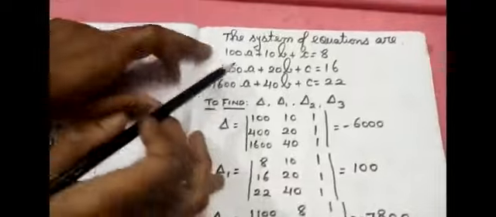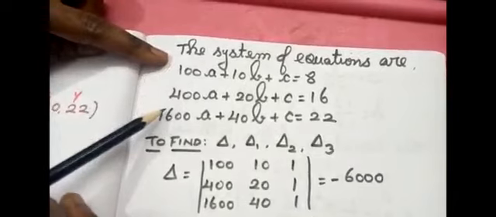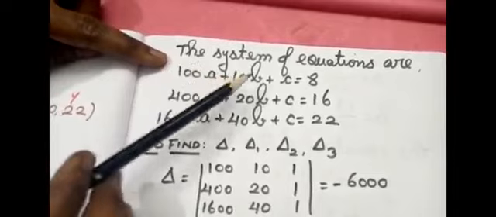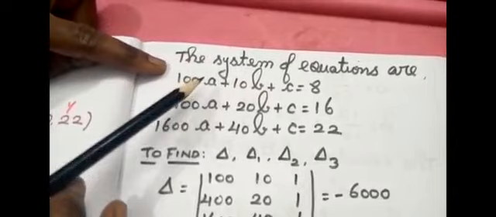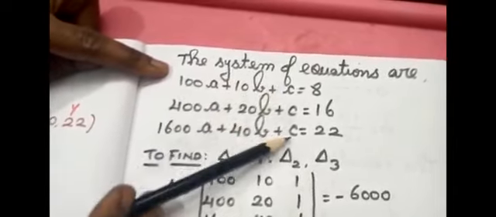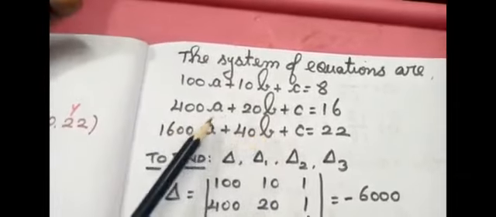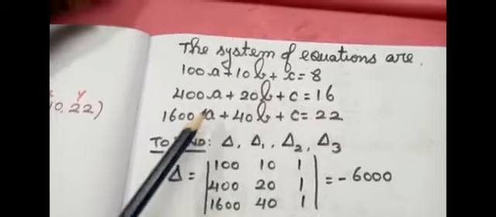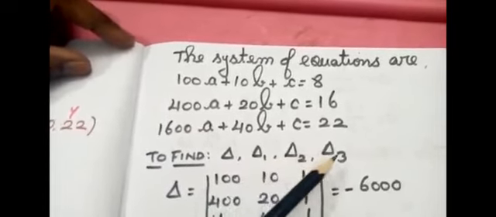Now the system of equations I am getting here is these three equations, and I am arranging them in the order of variables a, b and c, with the constant on the right hand side. The arrangement for Cramer's rule is that the left hand side should have the variables and the right hand side must have the constant. Since I have three variables here, I am finding delta, delta 1, delta 2 and delta 3.